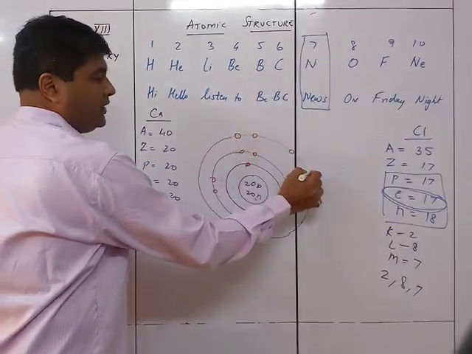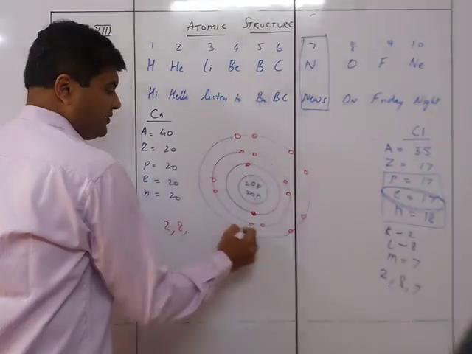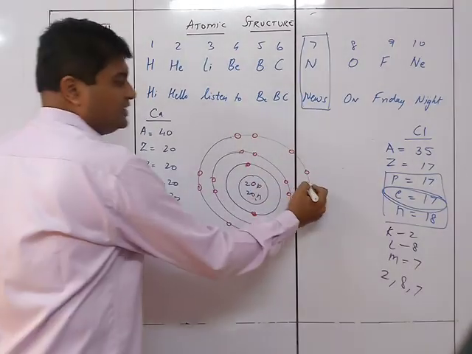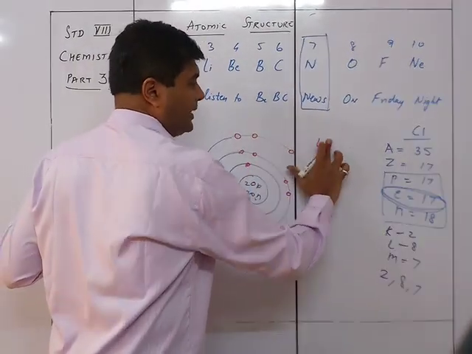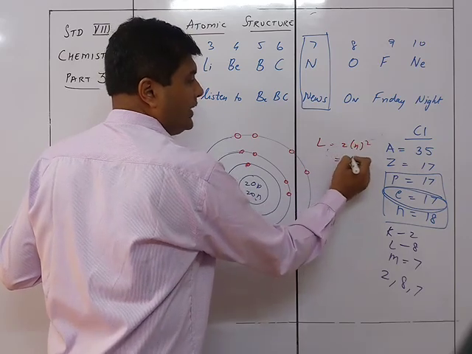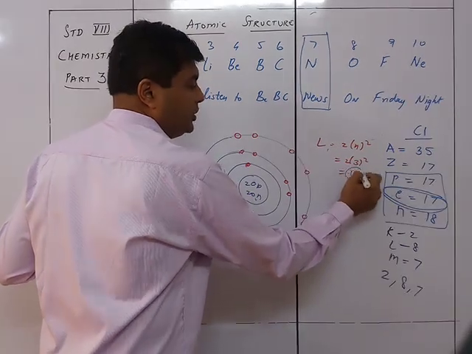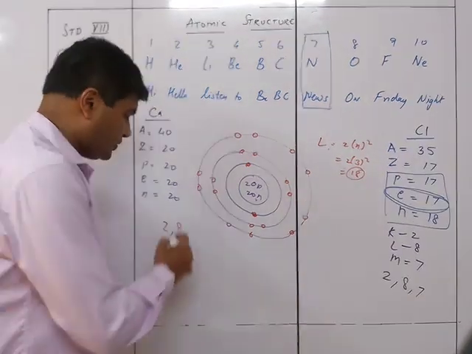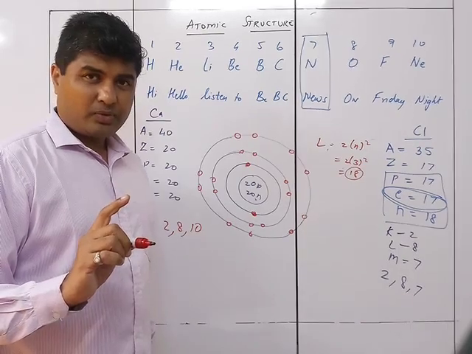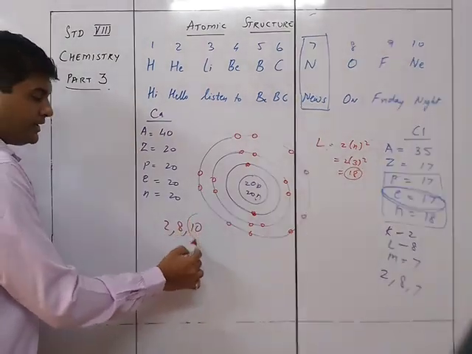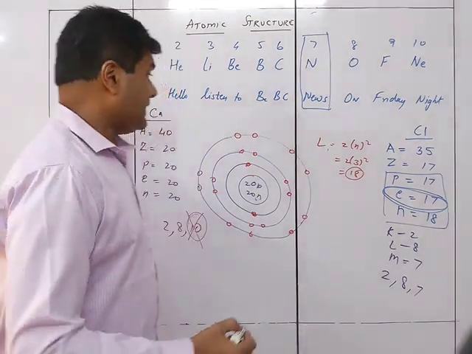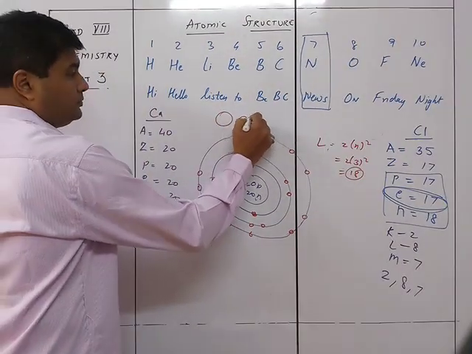1, 2, 3, 4, 5, 6, 7, 8, 9, 10. Why? Because of the capacity of the M shell, which is 2n square. So it is 2 into 3 square, which is 18. So I should be able to put 10 over here. So it should be like this. No. Okay, I cannot put 10 over here. This is wrong. Why? Because there is the octet rule.